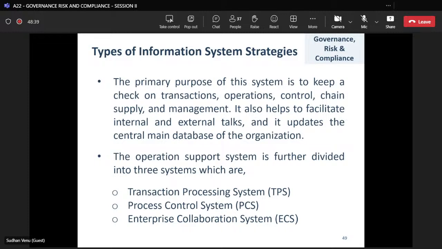And the process control system is how the system will be controlled by way of process, in terms of information system strategy. And the next one is the enterprise collaboration system, where the system will be collaborated with the enterprise functionality in the organization, at the vendor level and service level.